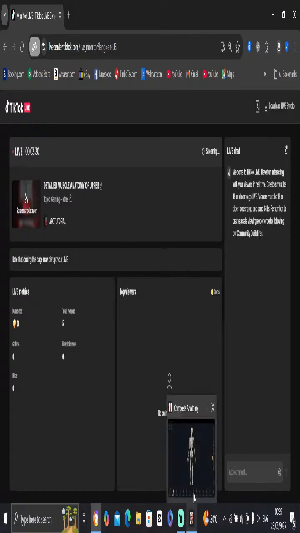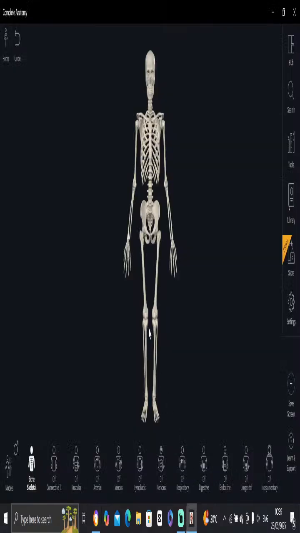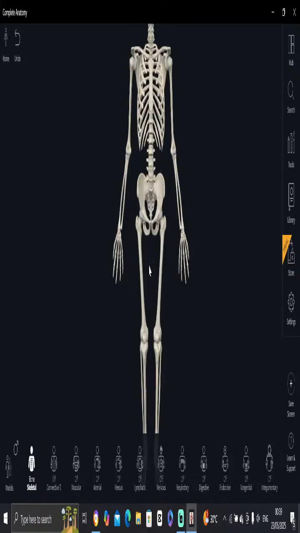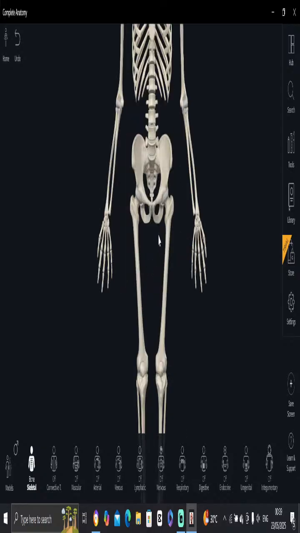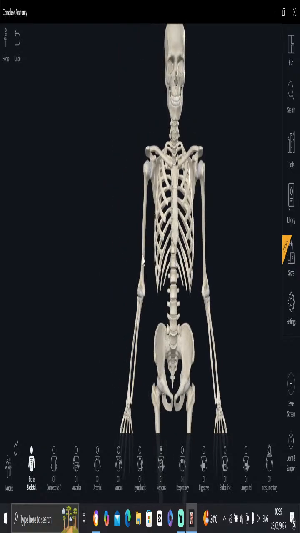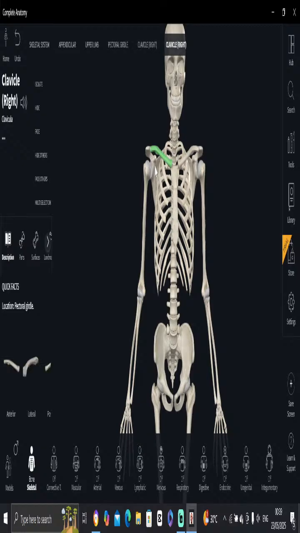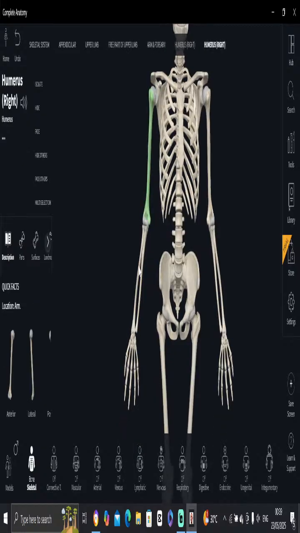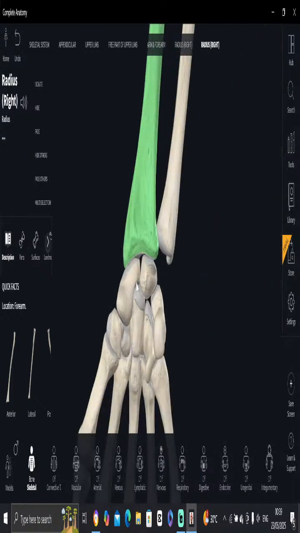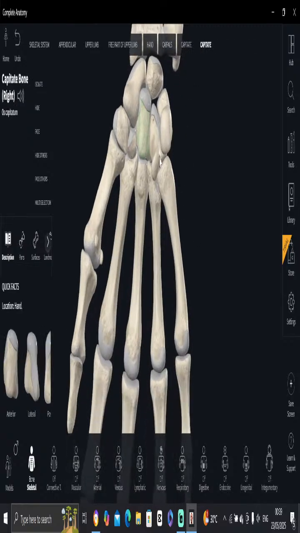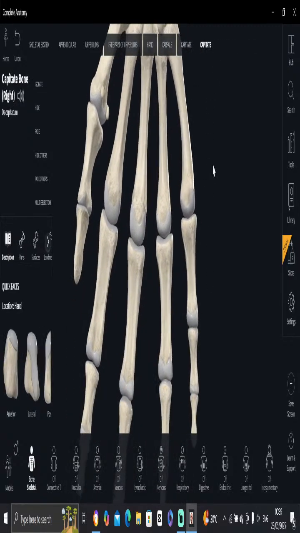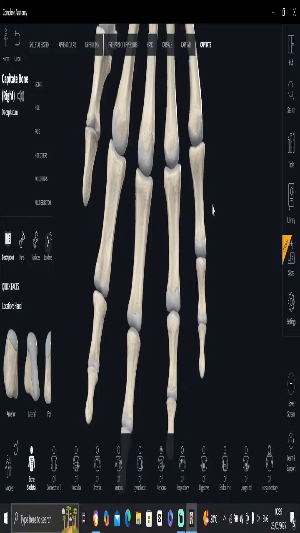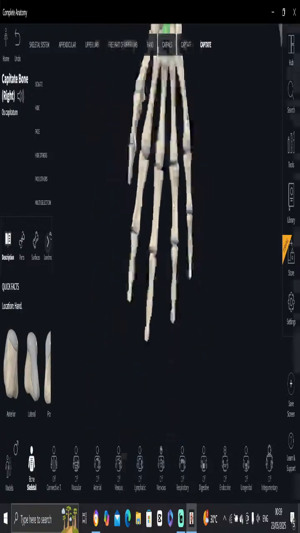So I'll be sharing my screen. We have a 3D model which we'll be talking about today, but today we'll be discussing the osteology of the upper limb. So basically we'll be talking about the clavicle, the scapula, the humerus, the ulna and radius. Now we'll talk about the 8 carpal bones, all of them. Then we'll talk about the 5 metacarpals. Then we'll also talk about the phalanges.